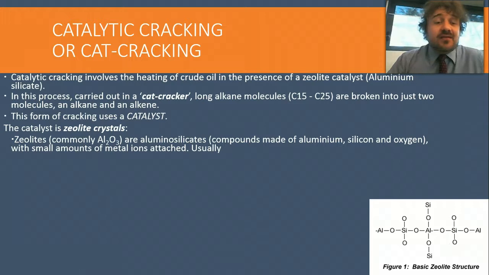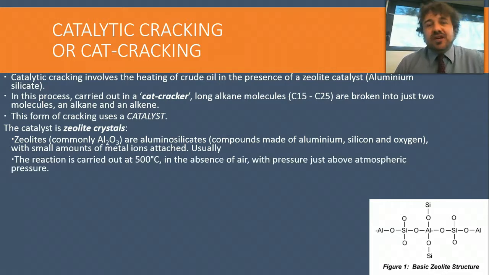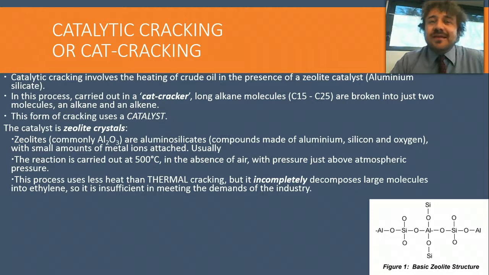Zeolites are usually aluminium oxide or aluminium silicates, so silicon, oxygen, aluminium, with small amounts of metal ions attached. Generally, not always, there are other ways to do it. They're carried out at around 500 degrees Celsius with no air, because otherwise you'd have fire, with the pressure reasonably high. So they use less heat than thermal cracking, but it incompletely decomposes really large molecules into ethylene. So it's not as efficient.